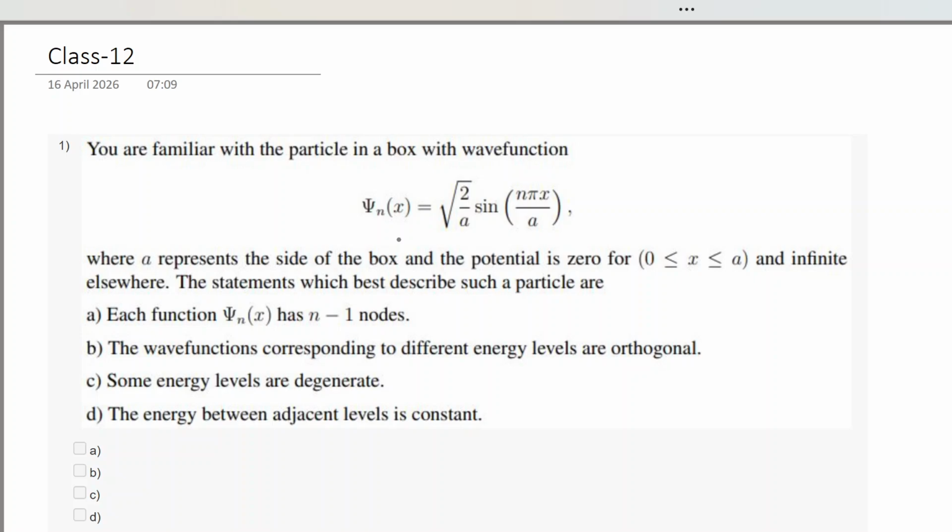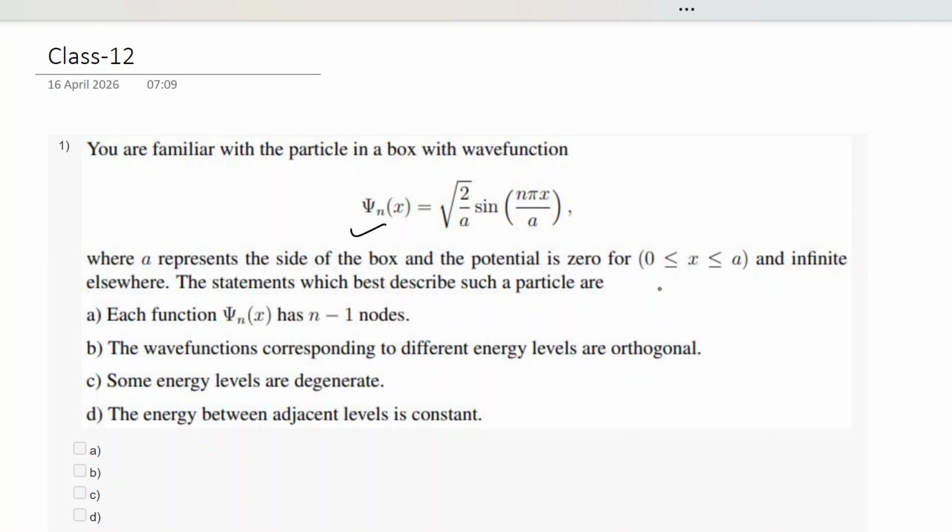Here you can see you are familiar with the wave function already, and you are familiar with the potential as well. And it is asked which one of these four options best describes such a particle in a box problem. One is saying how many nodes there are for psi n of x. Then the second is that wave functions corresponding to different energy levels are orthogonal.